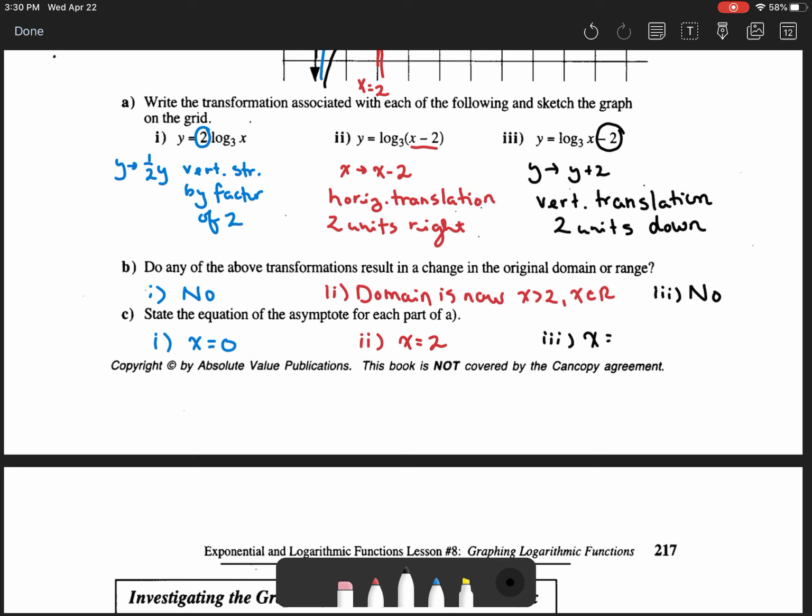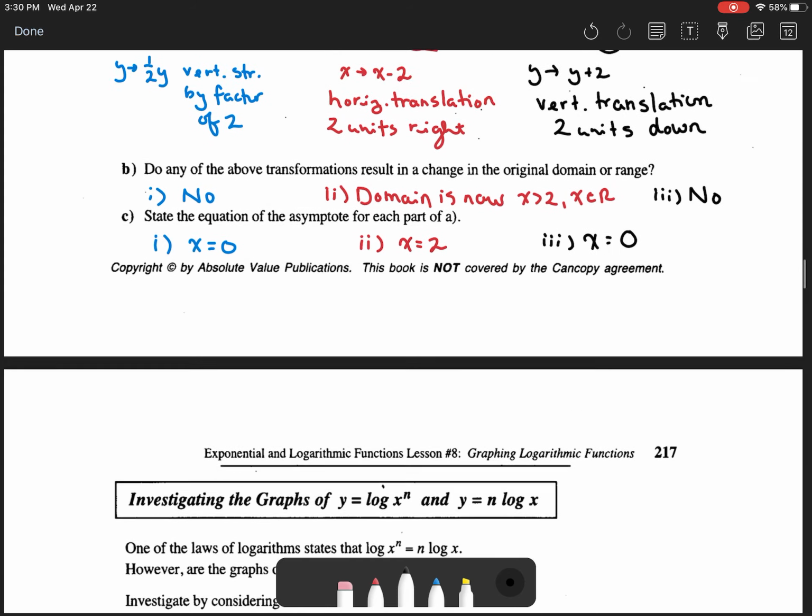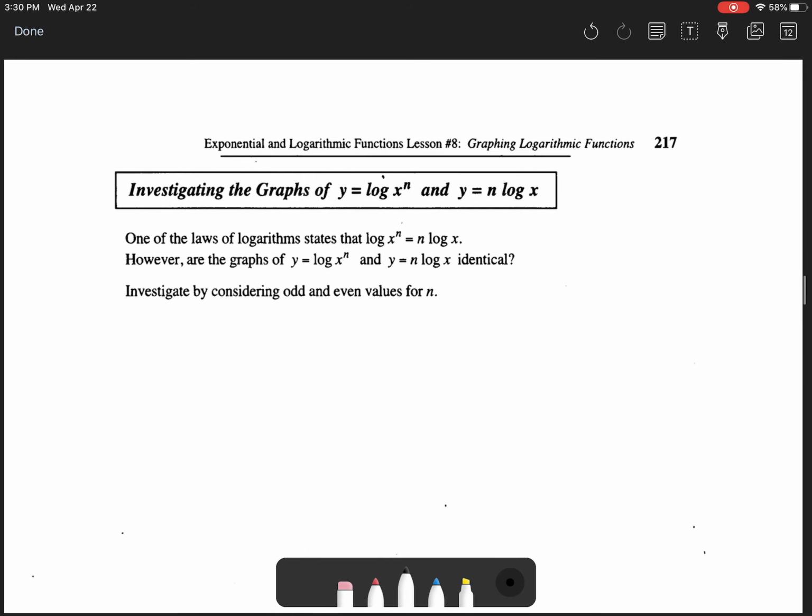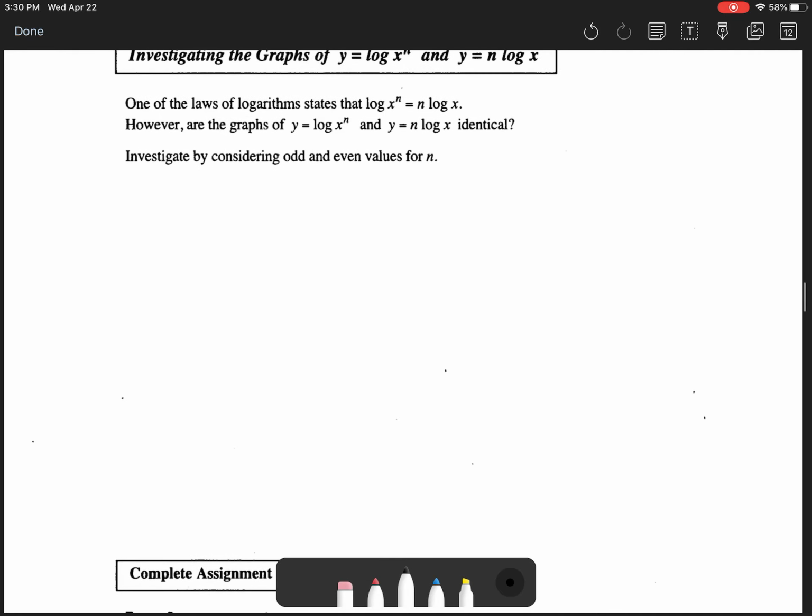State the equation of the asymptote for each part that I just did. So for that first graph, the asymptote was still the y-axis. For the second graph, I moved that 2 to the right, so x is equal to 2. And for the third graph, it remained unchanged, so it was still x is equal to 0. All right. Last question here, you guys.